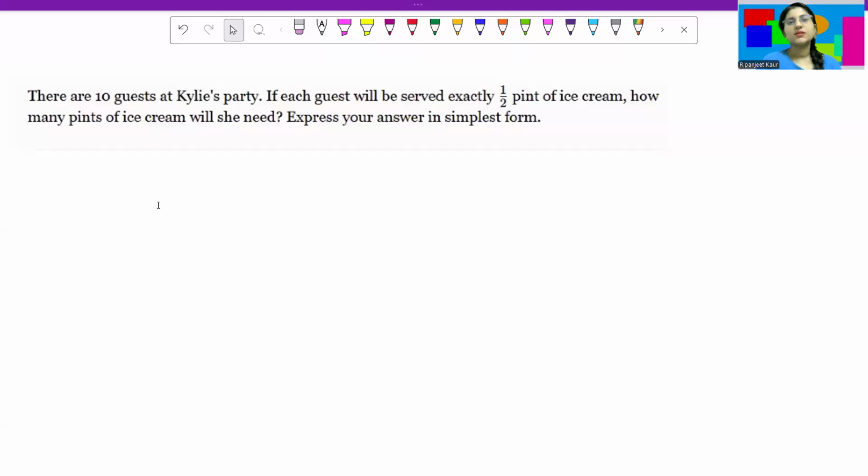So there are 10 guests in Kylie's party. If each guest will be served exactly half pint of ice cream, how many pints of ice cream will she need? Express your answer in the simplest form.